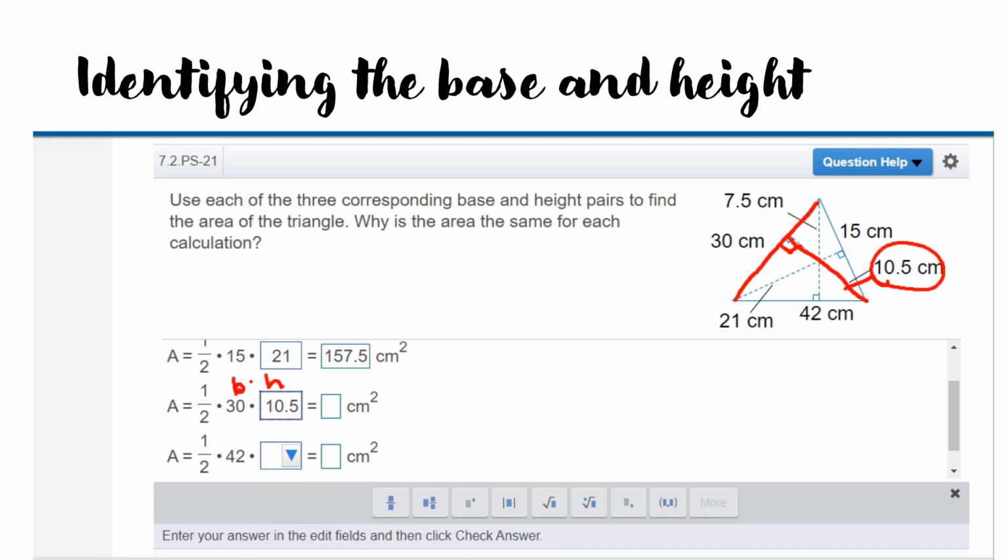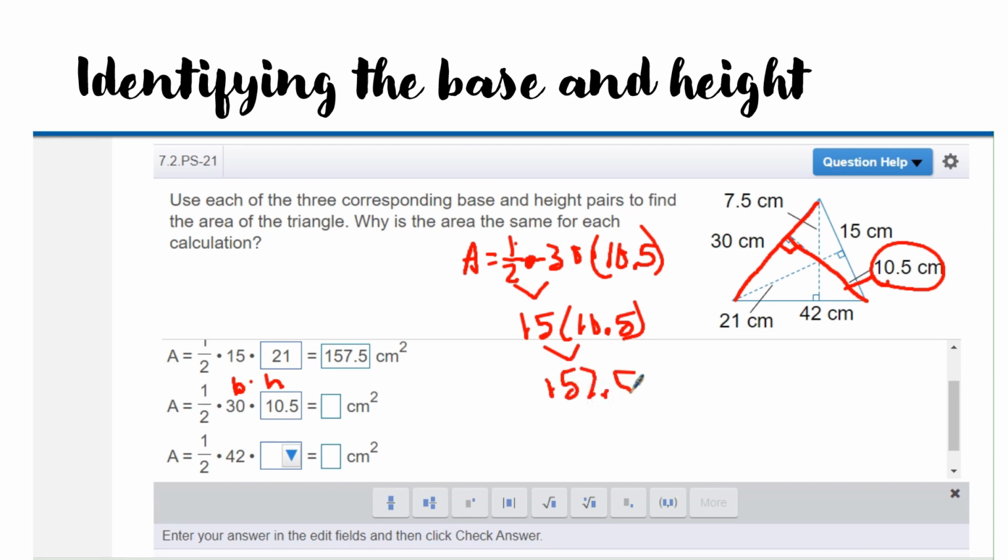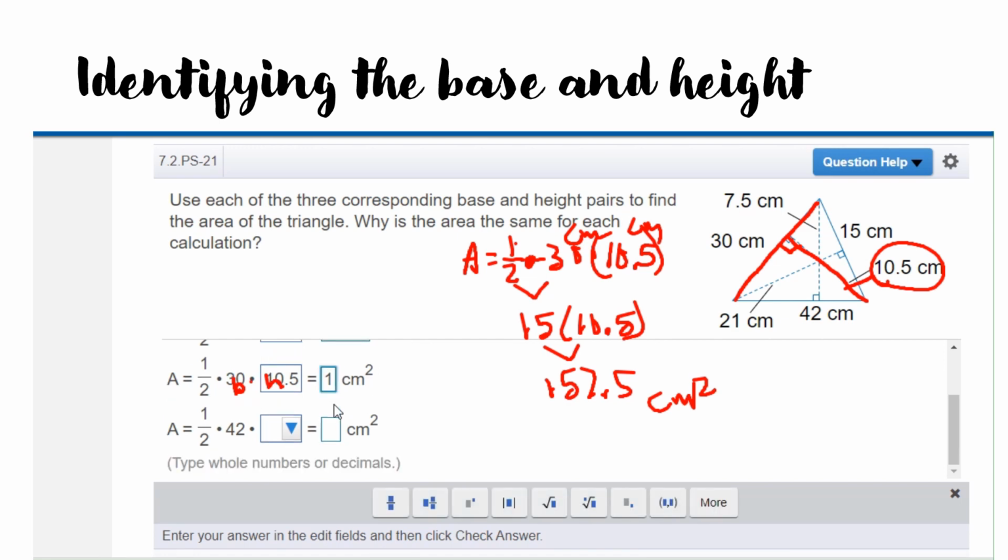So if I want to figure out what the area of the triangle is, which should be exactly the same, I will evaluate. I had my formula, then I substituted 30, the base, with the corresponding height, and then I multiplied half of 30 is 15, and then 15 times 10 5/10 will give me my same answer, 157 5/10, and then centimeters times centimeters is going to give us centimeters squared. So I'm still going to get the same exact area, 157 5/10. Now let's do the last one.